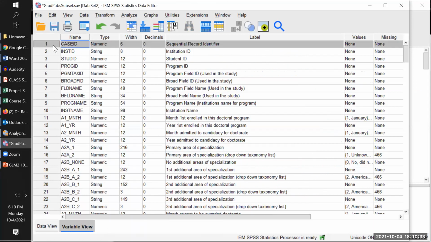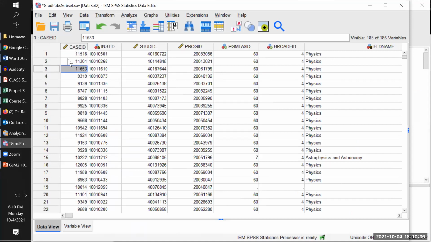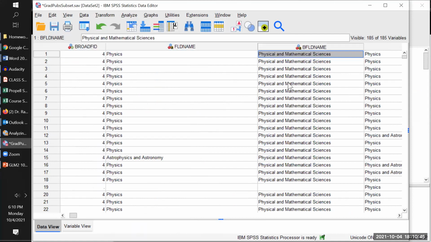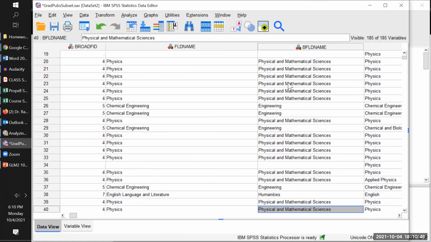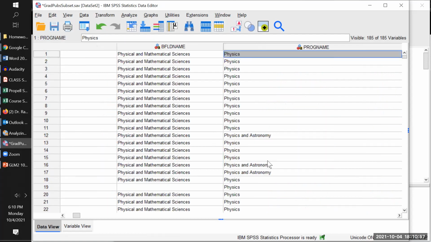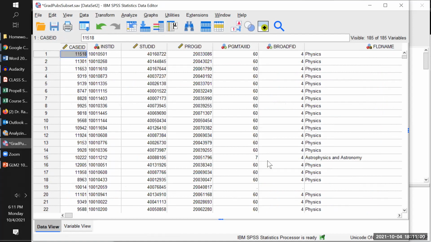And you'll see here we have about 5,000 graduate students. And do you remember this? They're from physics. They have this broad field name, physics and mathematical science. We also have engineering, and we have humanities. Those are the 3 that are in this data set. Because our rows are graduate students, any inferential statistics we make should let us infer to a population of graduate students, because we have information on students.